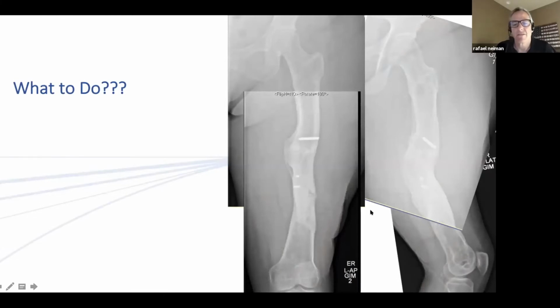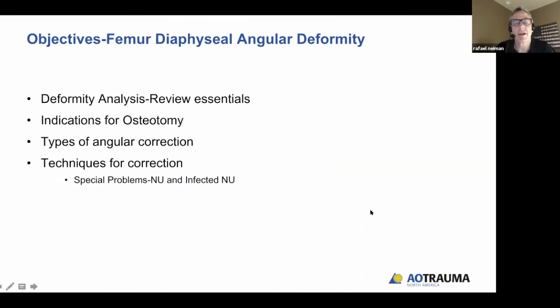At the end of this talk, you'll see what I did, and at the end of the 90 minutes, you'll get some ideas of what my colleagues would do with it through some of the other techniques that we use. So my objectives are going to be to review the essentials of deformity analysis, because you cannot create an osteotomy and correct angular deformity without understanding exactly where the deformity is.